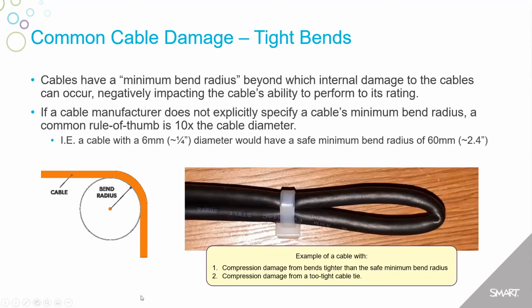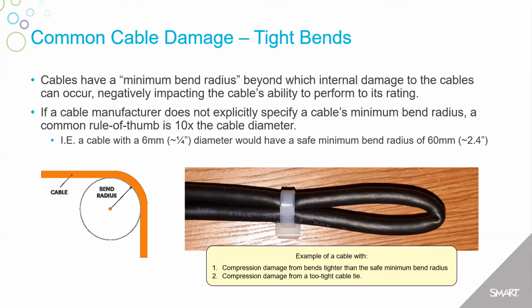Another common way to damage a cable is by bending it too tightly. Every cable in existence, whether it's used for HDMI, USB, industrial machinery, automotive wiring, whatever it's used for, has a minimum bend radius that the cable manufacturer specifies, beyond which the internal cable can be damaged.